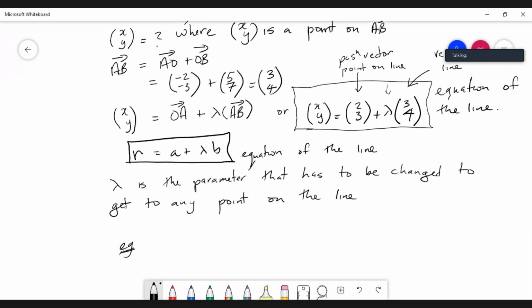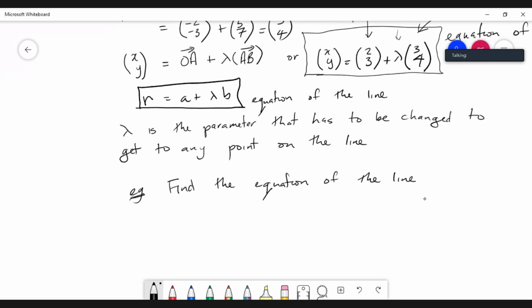Yeah, so as to avoid confusion, let me change this.